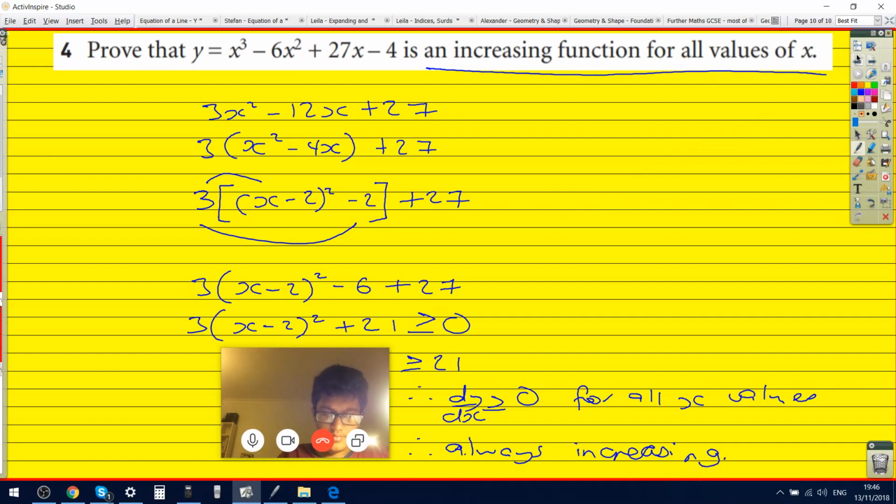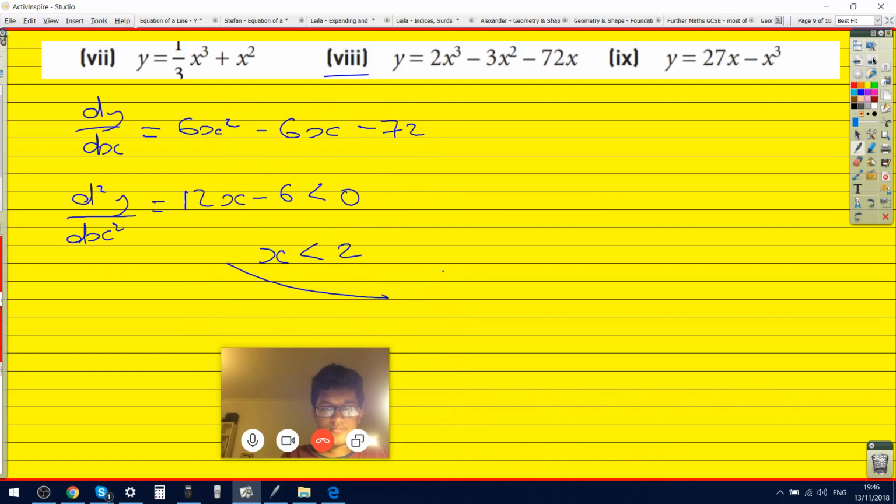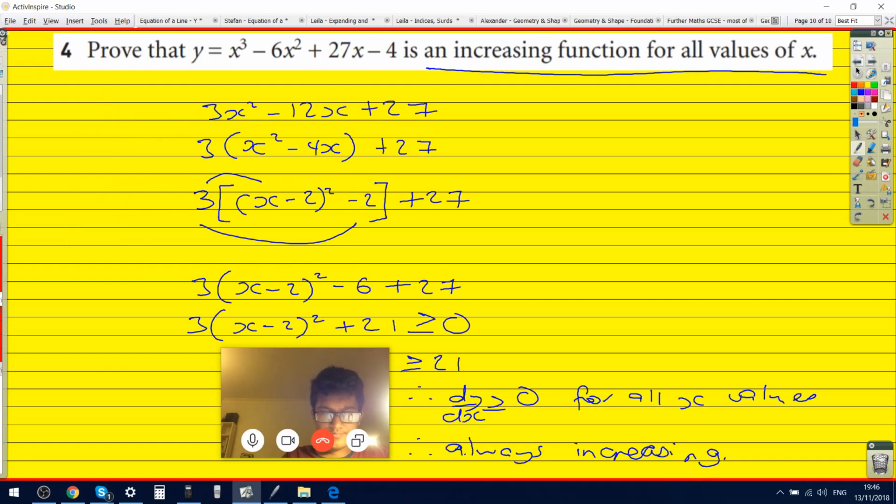Okay, so that's this prove type of question. You find dy dx and then you put it into completed square form. I still think, what was the double derivative? 6x minus 12. I think the way you would do this is 6x minus 12.